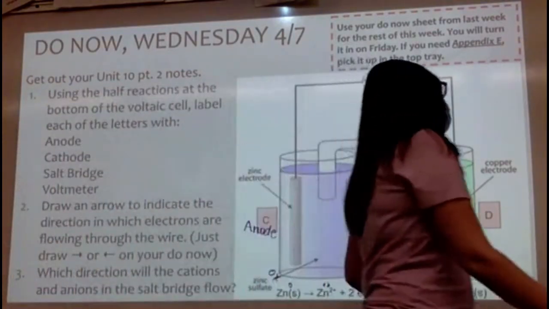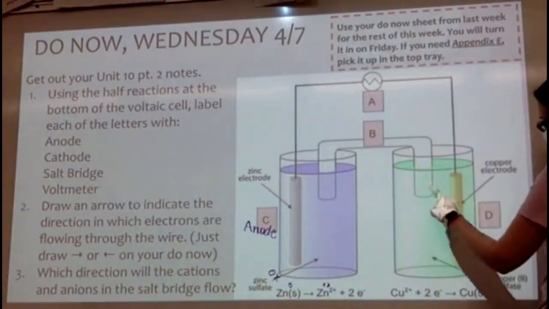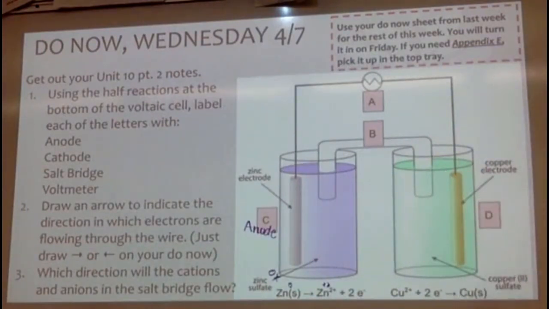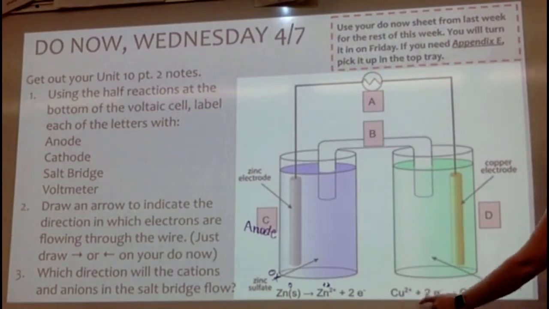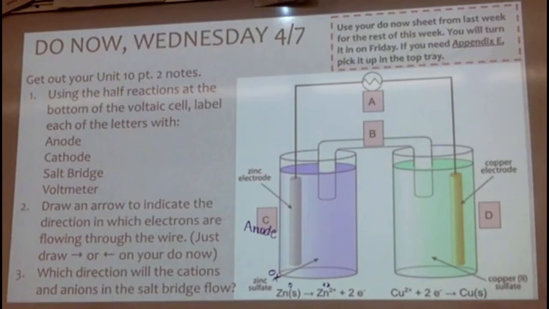So then looking at the other half cell, we have copper in a solution of some sort of copper, maybe copper chloride, copper sulfate. But here we have Cu2+ going down to Cu solid. So now we're going from plus 2 down to 0 in terms of oxidation numbers. You can also look at it with the electrons. Cu2+ is gaining 2 electrons to become Cu solid. So if we're going from plus 2 to 0, or it's gaining electrons, this is the reduction half reaction. The reduction half reaction occurs at the cathode.